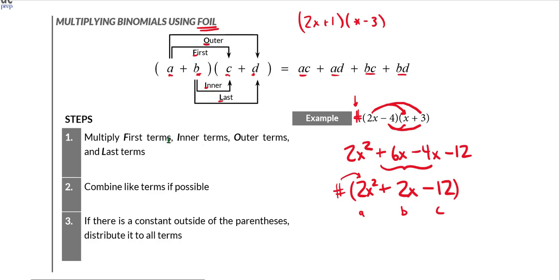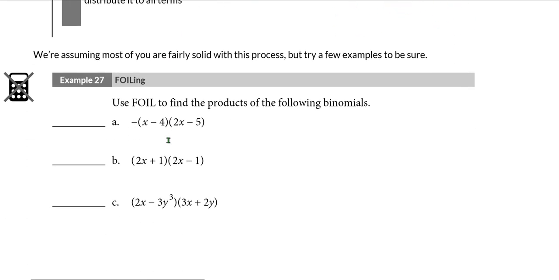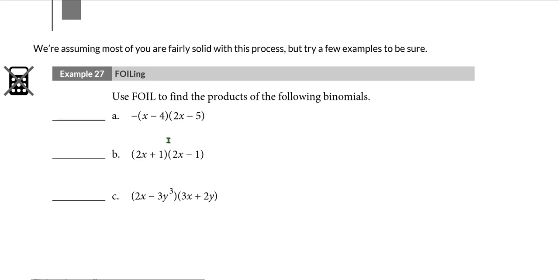So in terms of some examples, let's go ahead and do example 27, but of course I would run through these on your own. This should not be difficult. This should all be review for the vast majority of sophomores, juniors, and definitely seniors. So in 27A, what am I going to do here? I'm going to ignore the negative for now. I'm going to do x times 2x.